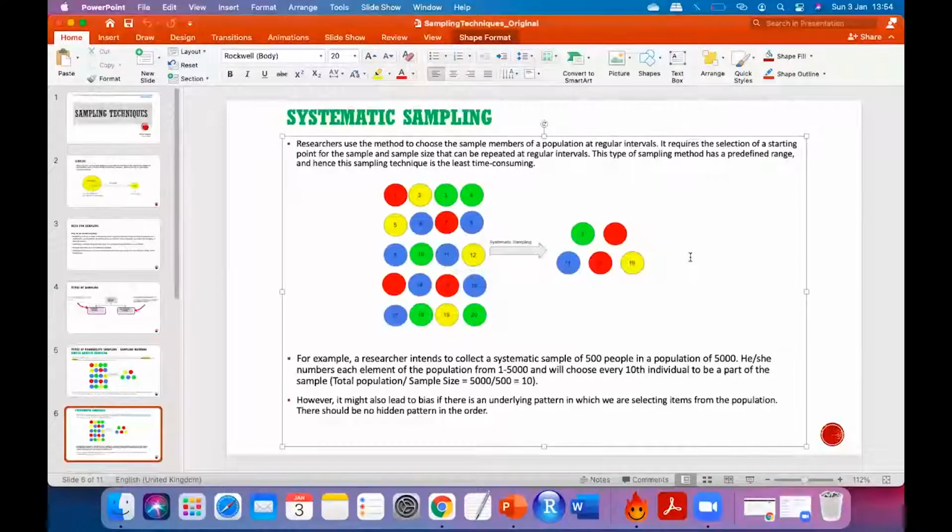Is probability involved? Yes, it is involved. How? First ball, you selected first ball randomly, right? After that only you started the systematic sampling.